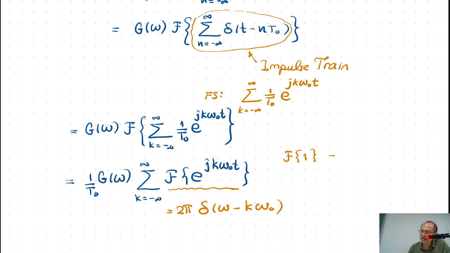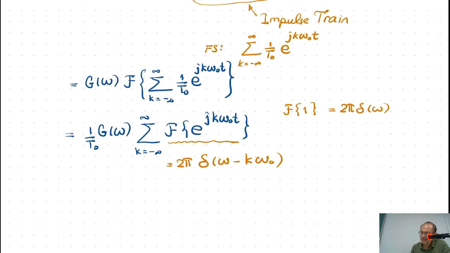Fourier transform of 1 is 2 pi delta, but now we don't have 1, but we instead multiply 1 with a complex exponential. Every time we multiply by a complex exponential, that's a property, we're going to have to shift the spectrum by this amount. That's why we have this. You see that? So we have this.